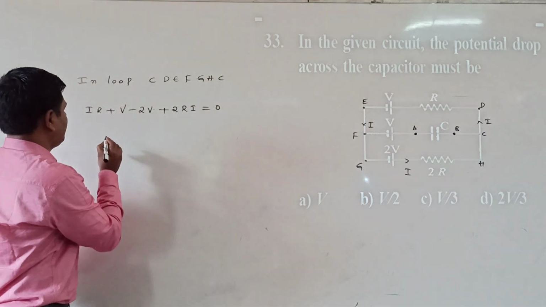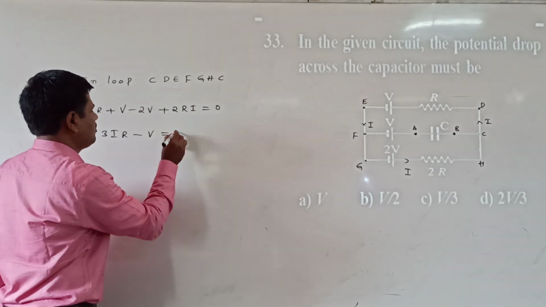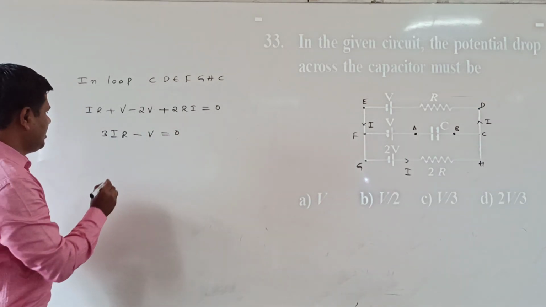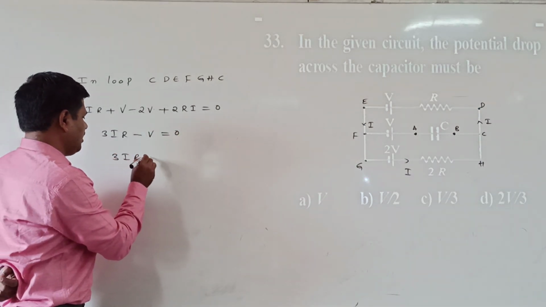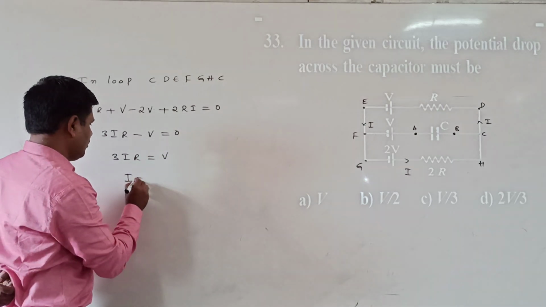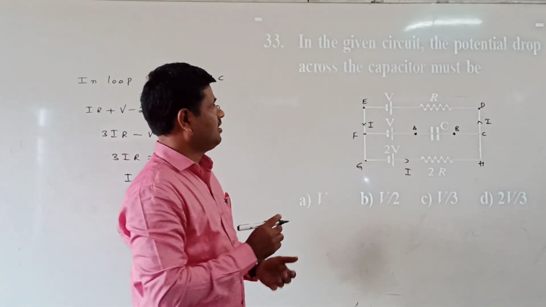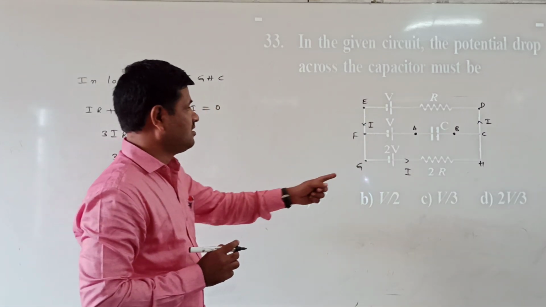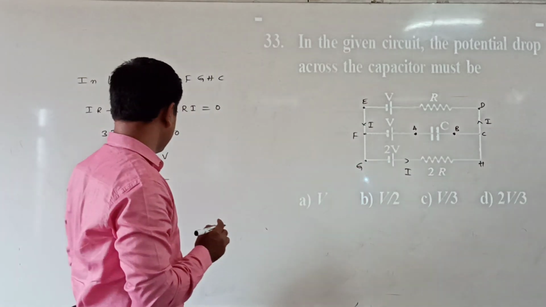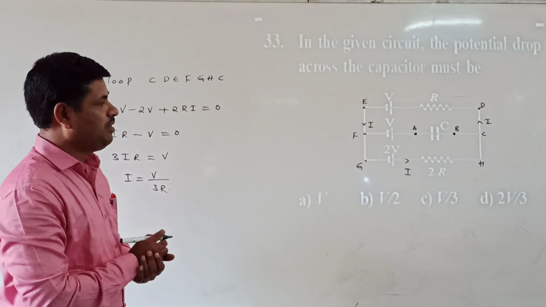Now what are we getting here? 3IR minus V equal to 0. So 3IR equals V, and we find I equals V by 3R. Next, the question asks for the potential drop across A and B. How do we find the potential drop across A and B?